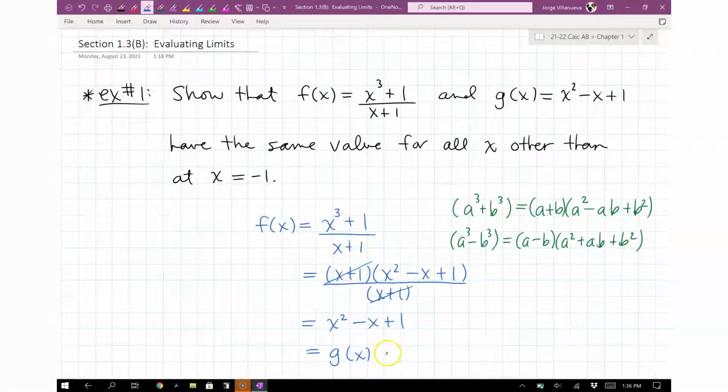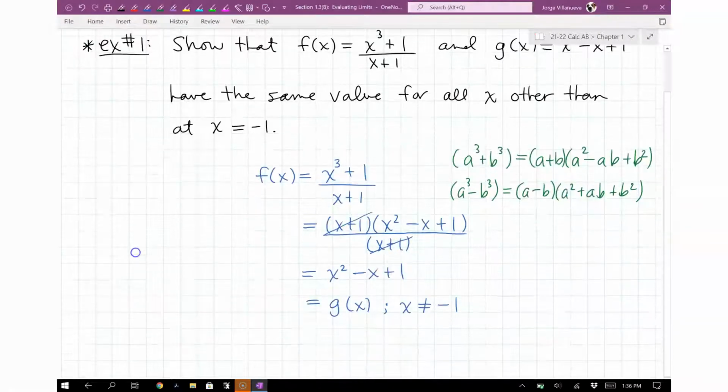But then they said, as long as x does not equal -1. All right, so this is true. I've just shown you that f of x is g of x as long as x is not equal to -1. Okay? So I just finished proving what they wanted me to prove. I had to show that f of x and g of x have the same value for all x's. I just did that with the exception of x equal to -1. So x cannot be -1. Okay? So we could find the limit of f of x.